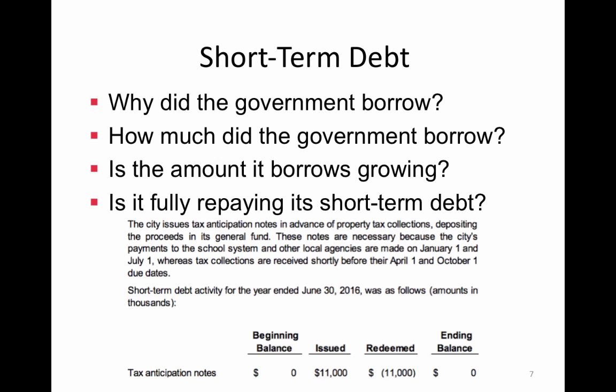And certainly if you were looking at this for a government in New York State, where they're not allowed to carry over short-term debt, you would expect the beginning and ending balances to be zero. But in some places it may not be. And so you want to track that and see, is the amount that they have outstanding in short-term debt growing over time? That could be an indication of financial trouble as well.